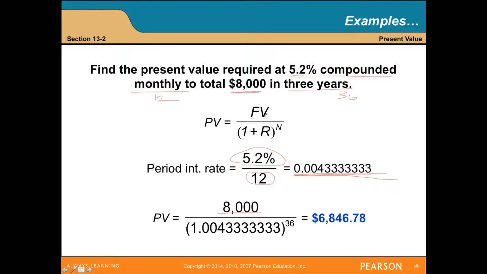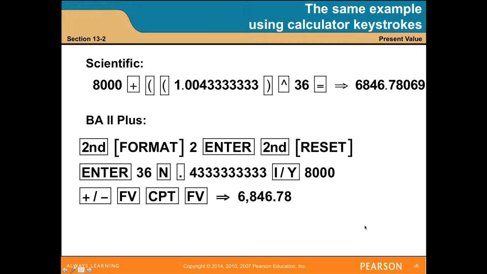Well, the amount of the future value totals 8,000. So this is the future value over the rate plus 1. So 1 point, and then the rate, we bring it over, and then the number of periods right here to the 36th power. Following the order of operations, we do the exponent first and then work our way through this. That gives $6,846.78. On a scientific calculator, you would do 8,000 divided by a parentheses, the rate plus 1, close parentheses, exponent 36, equals.